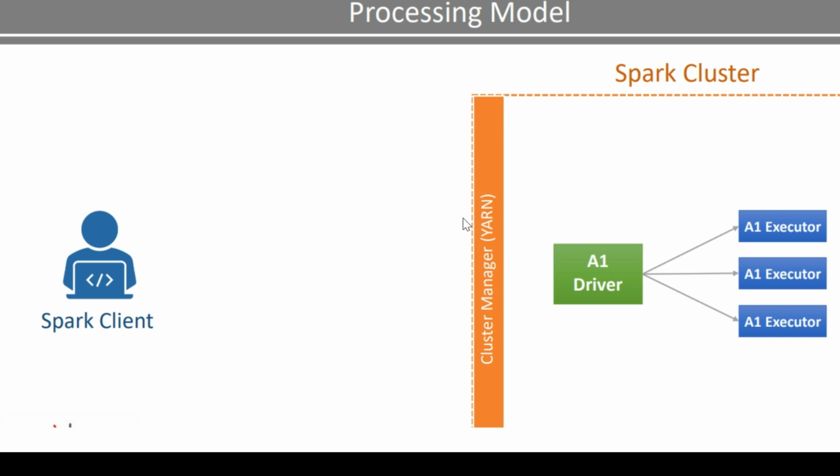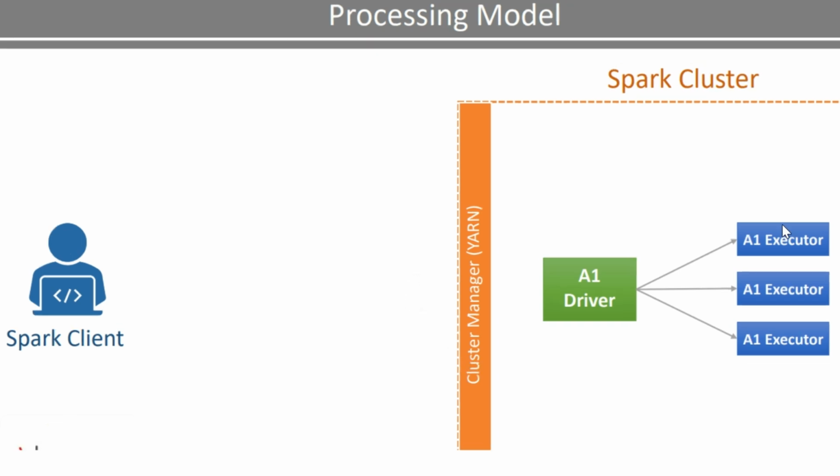Spark applies a master slave architecture to every application. So when we submit an application to Spark, it is going to create a master slave process for your application. For example, see here, this is A1. Consider this as an application, and these are the slaves.